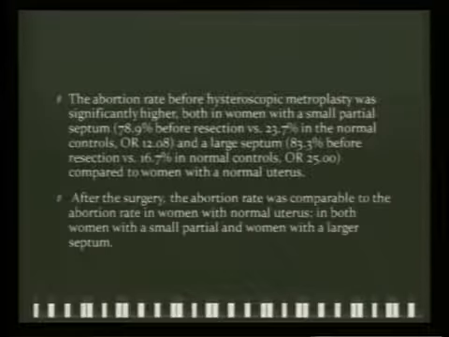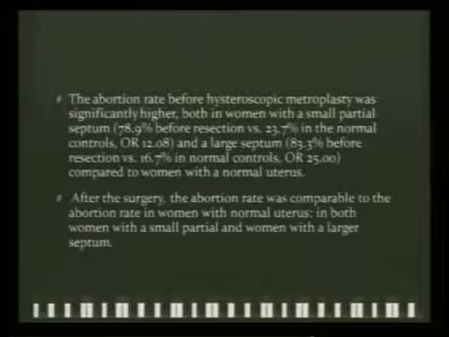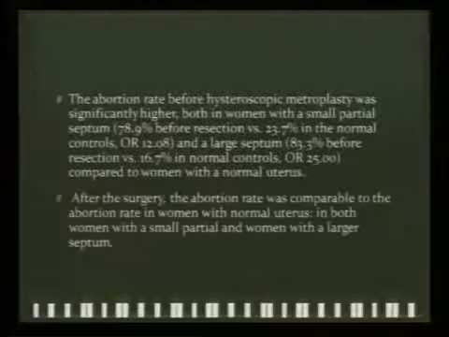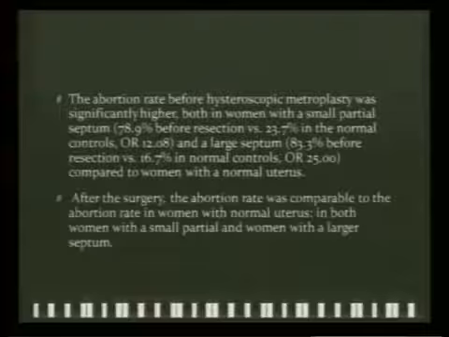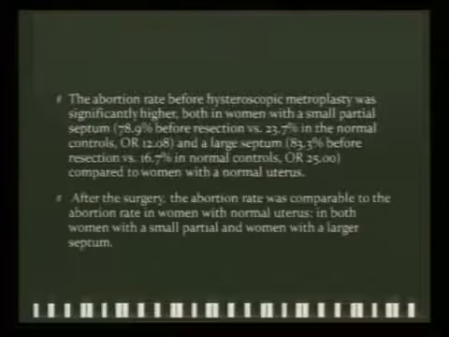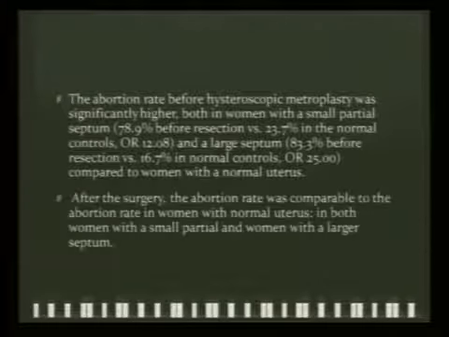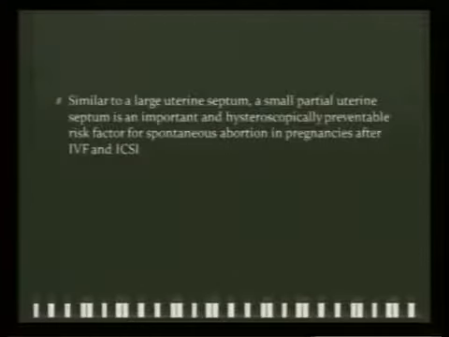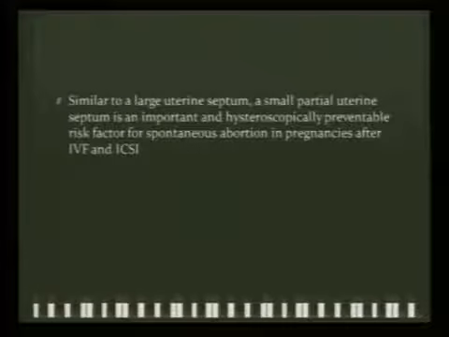The abortion rate before hysteroscopic metroplasty was significantly higher, both in women with small partial septum and arcuate uterus before resection, and 24% in the normal controls. After the surgery, the abortion rate was comparable to the abortion rate in women with a normal uterus, in both women with small partial and women with larger uterine septum. Similar to a large uterine septum, a small partial uterine septum is an important and hysteroscopically preventable risk factor for spontaneous abortions in pregnancies after IVF or ICSI. This brings the question of the importance of surgery in the arcuate uterus.